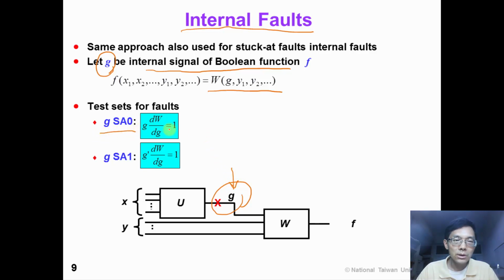To detect G stuck-at-0, we will need G times the Boolean difference dW/dG equal to 1. If we want to detect G stuck-at-1, we will need G prime times the Boolean difference equal to 1.